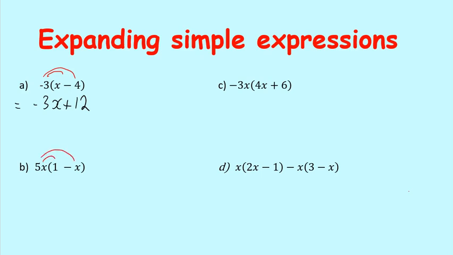For B, we will expand the brackets, which will give us 5x minus 5x squared. For C, we will expand the brackets, which will give us -12x squared minus 18x.